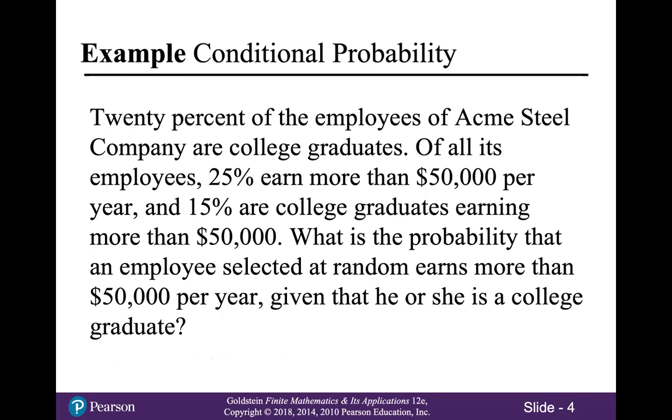20% of all the employees of Acme Steel Company are college graduates. Of all its employees, 25% earn more than $50,000 per year, and 15% are college graduates earning more than $50,000. What is the probability that an employee selected at random earns more than $50,000 per year, given that they are a college graduate? So before I show you how to do this using the formula, let me show you the more intuitive approach. For that, I'm going to switch over to my tablet.